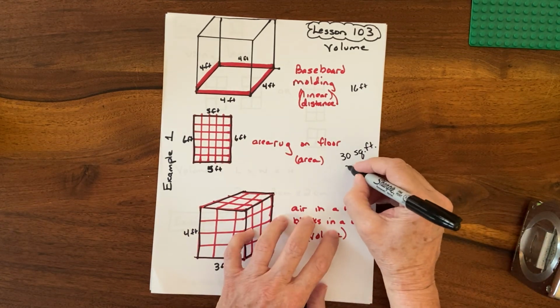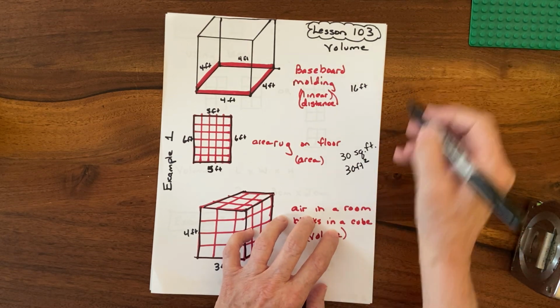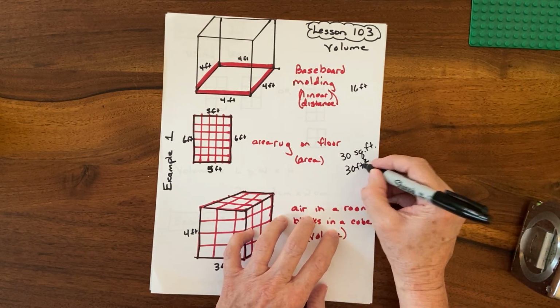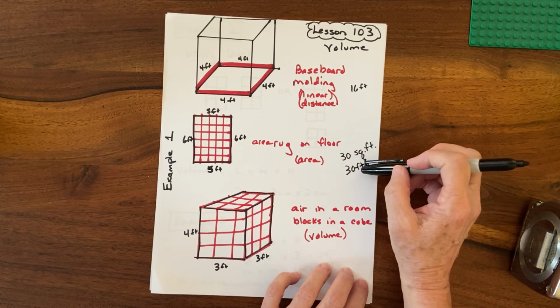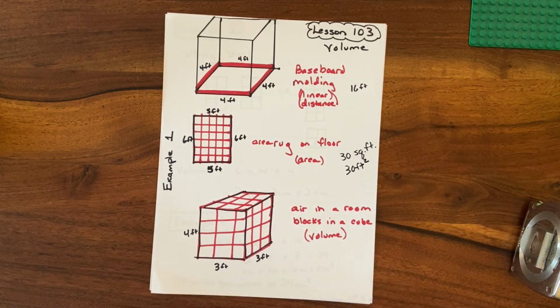Okay, I can also write 30 feet square. The little 2 is up high and goes at the end. Okay, it doesn't go before. And that just means I'm squaring the feet, not the 30, okay? So that means I'm talking about something in 2 dimensions, area.